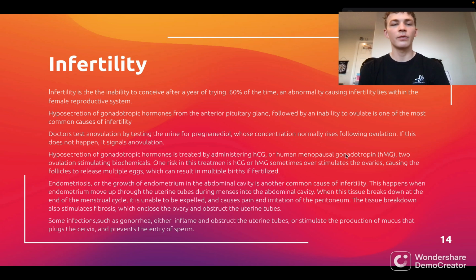Okay, so what causes infertility? Infertility is the inability to conceive after a year of trying. 60% of the time, an abnormality causing infertility lies within the female reproductive system.